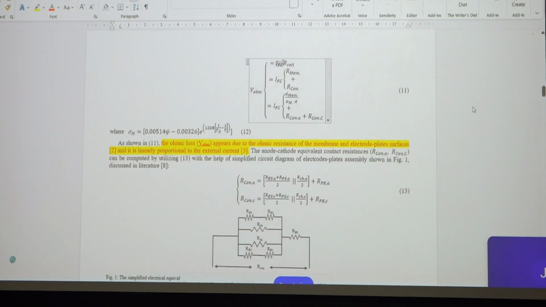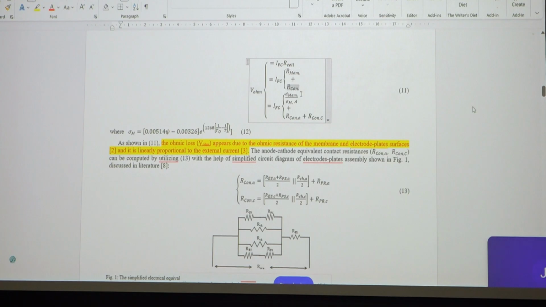This is the very basic law, Ohm's law: voltage equals IR. This is the total ohmic voltage drop across a single cell. We can write this total resistance in two parts: one is the membrane resistive drop, another one is the contact resistive drop.